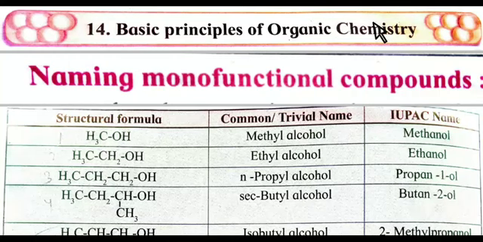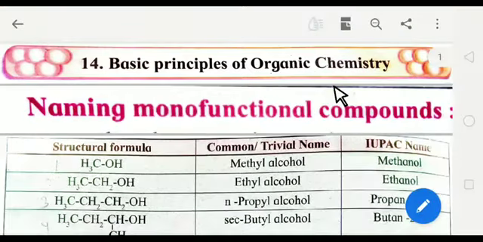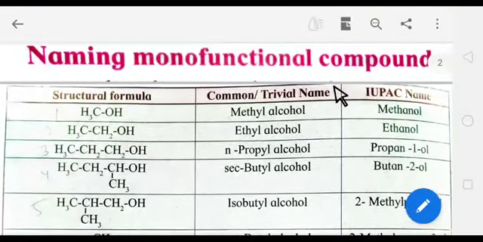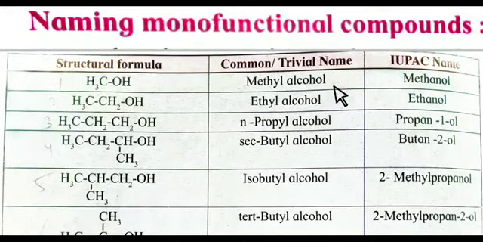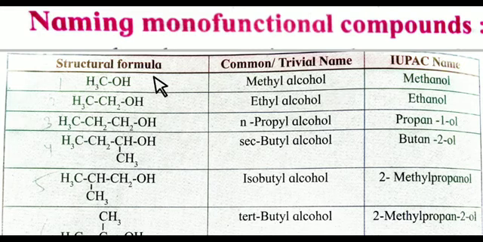Student, today we are going to study the chapter Basic Principles of Organic Chemistry, and from this chapter we are going to study the naming of monofunctional compounds. Monofunctional compound means the compound containing only one functional group. For understanding of this topic, we are using here the alcohol family. The general formula of alcohol is ROH.